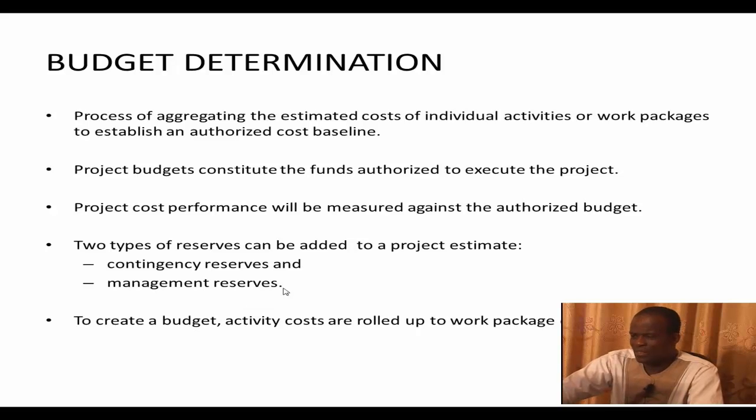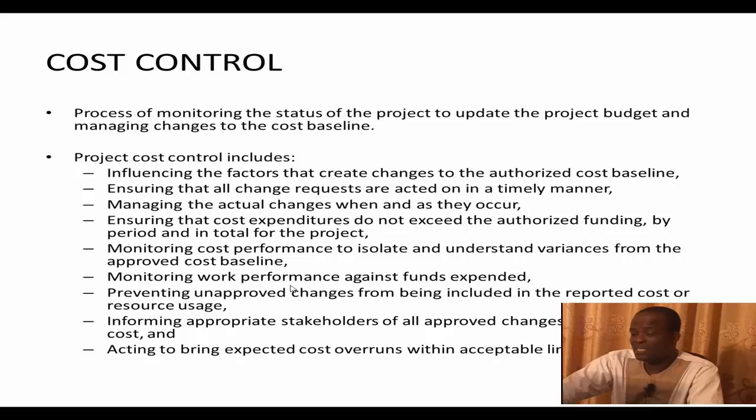There are two types of reserves that can be added to a project cost estimate. So the cost baseline, in fact, will be how much it costs to carry out the project. Okay, but on top of that, you could also add these reserves. We have what we call the contingency reserve and the management reserve. So to create a budget, activity costs are rolled up to work package costs. Okay. Then we have project cost control.